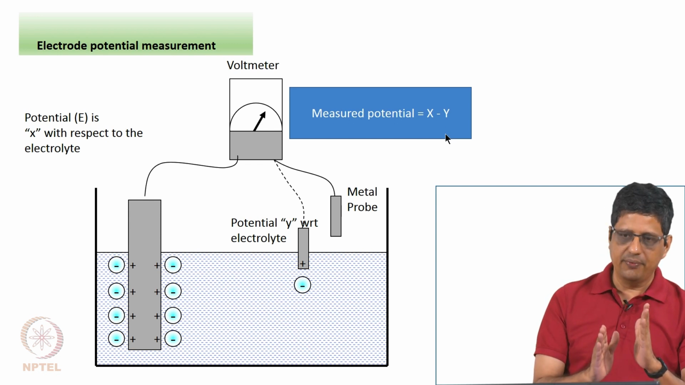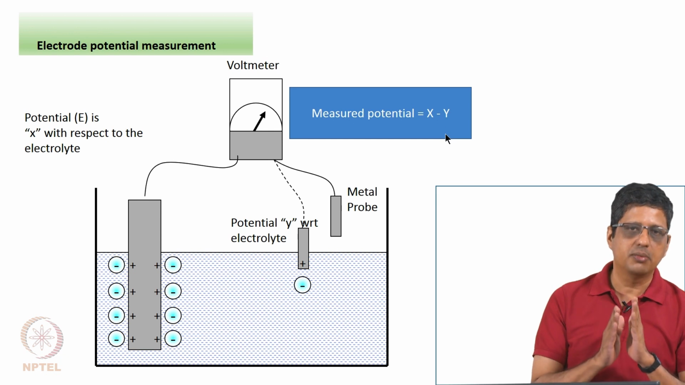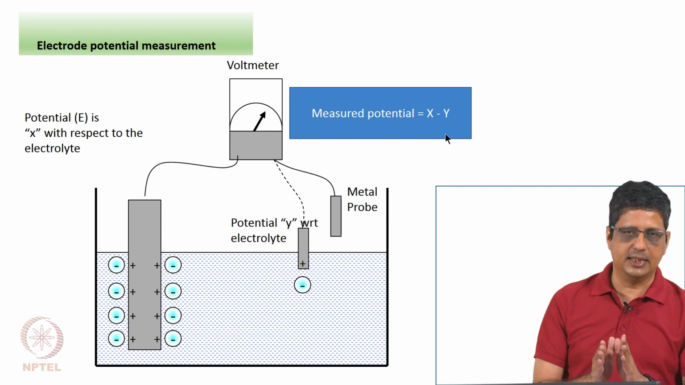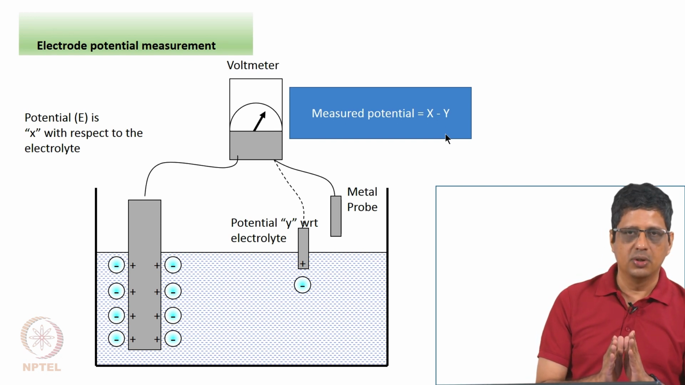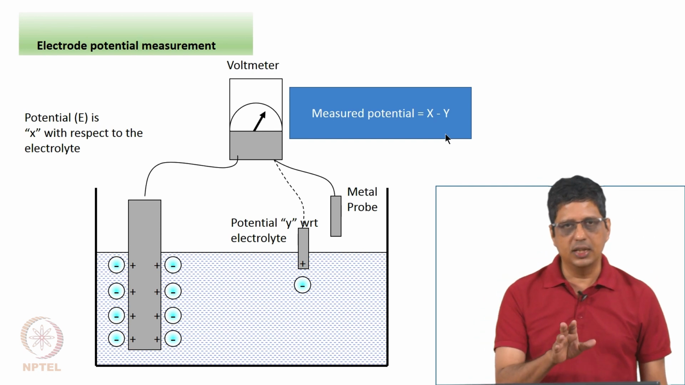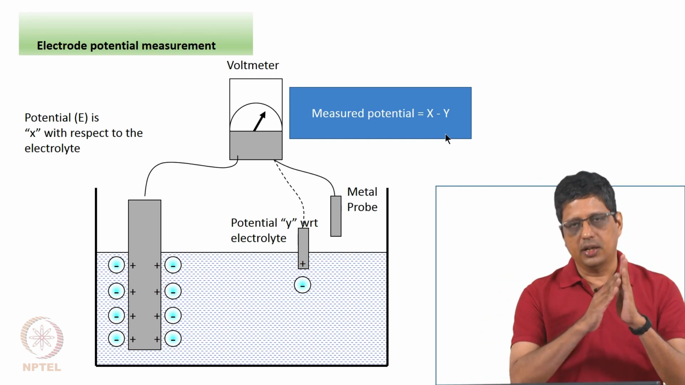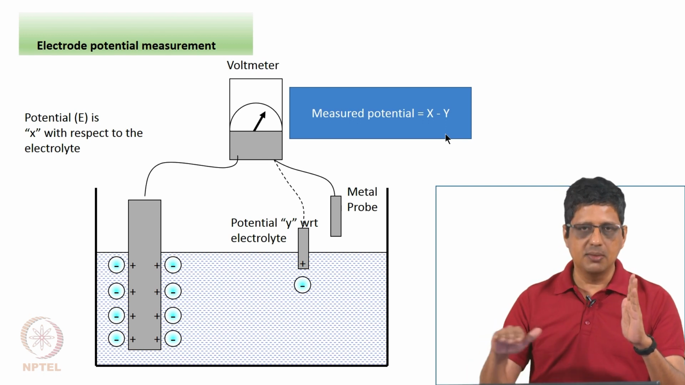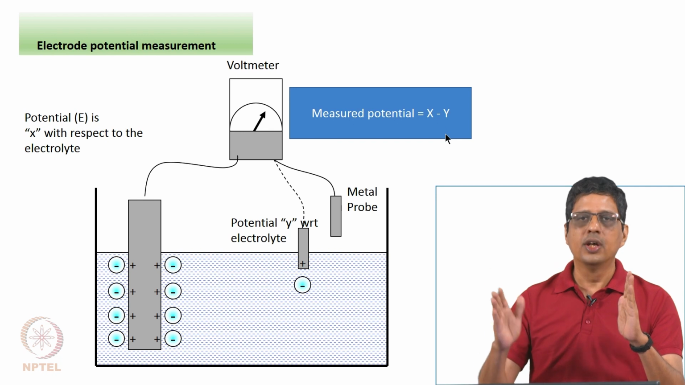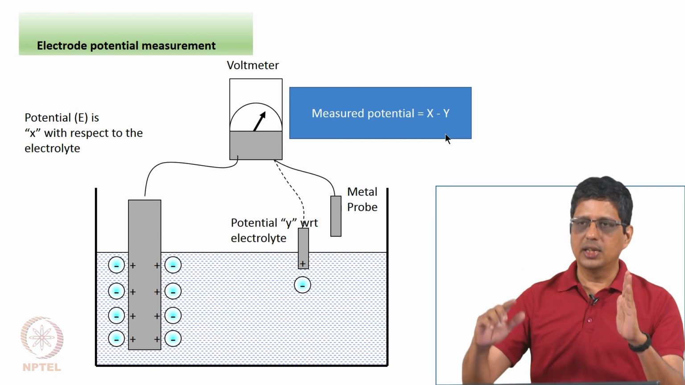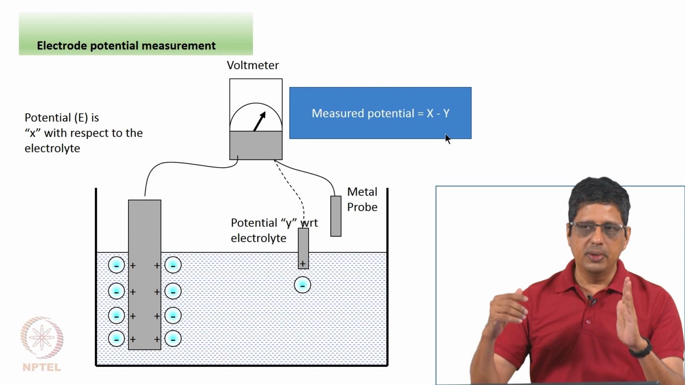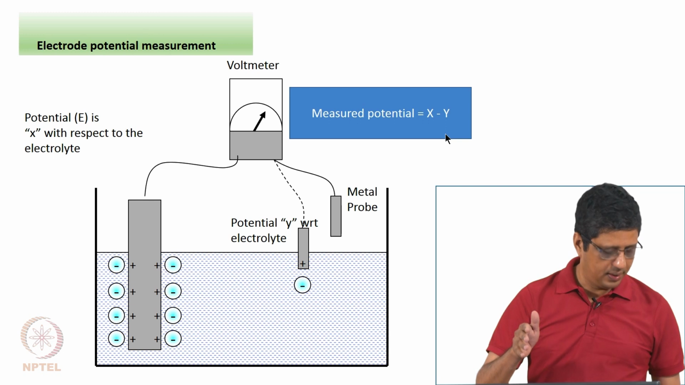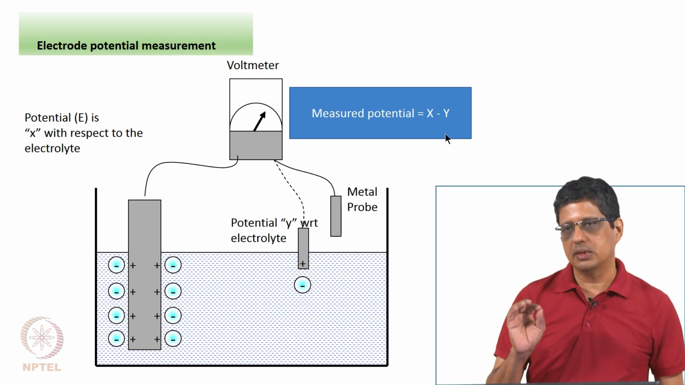All that we can measure is X minus Y. We cannot measure the exact value of X, because the Y value is comparable to X, it is not negligible compared to X. So, we will always be able to measure only the potential drop across one electrode, plus any potential drop that can occur in the solution. It may be negligible, it may not be negligible, that is a separate issue, but we will have to take into account that there is one more electrode. We do not mean it as an electrode, but the moment you insert a probe into this, that becomes an electrode. So, we cannot measure the potential across a single electrode.